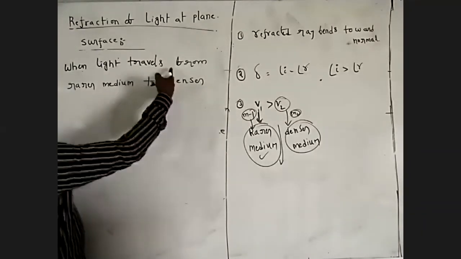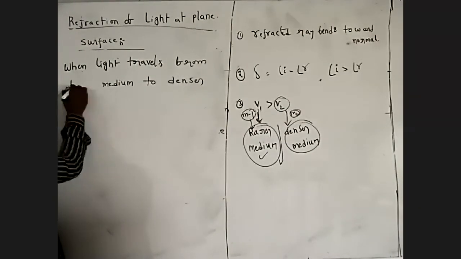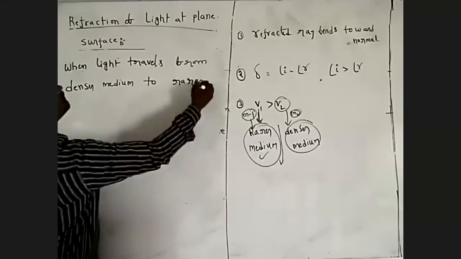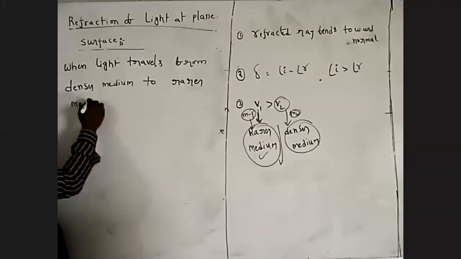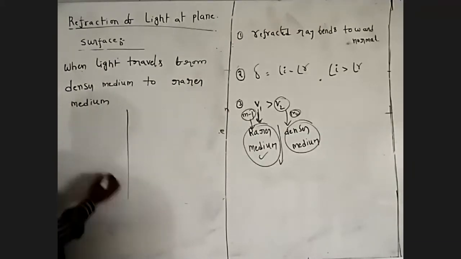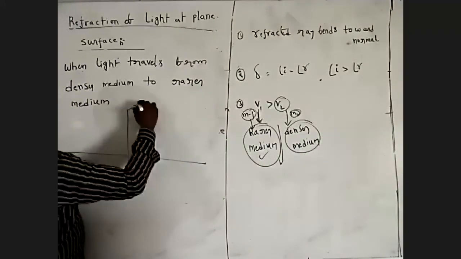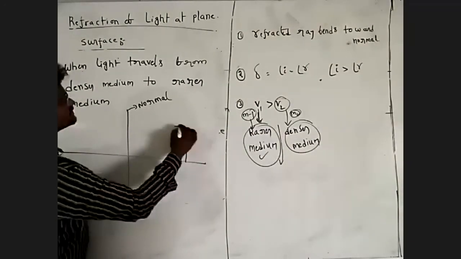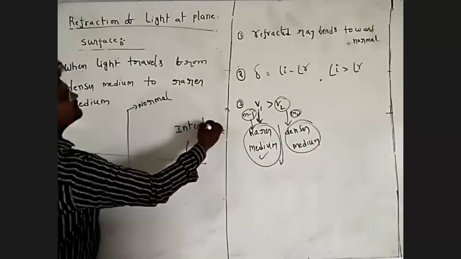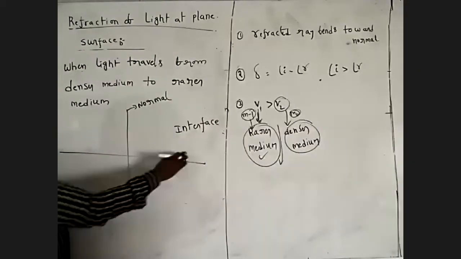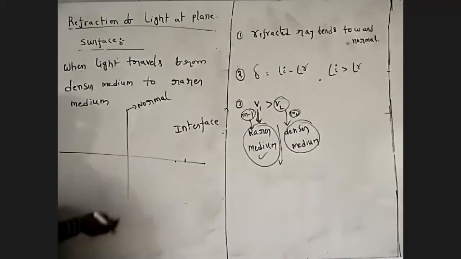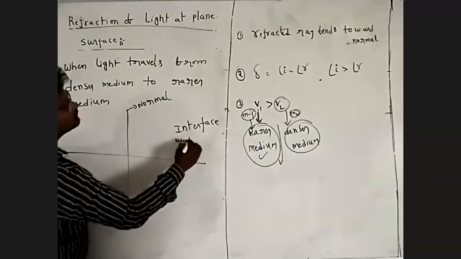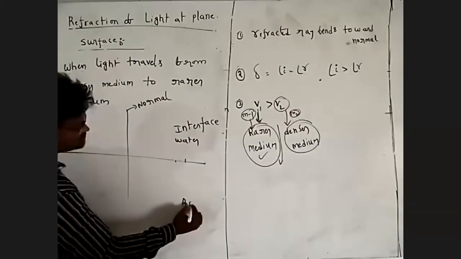When light travels from a dense medium to a rare medium, what will happen? This is the normal line. This is the interface line, which divides the two mediums. This is water. This is air.